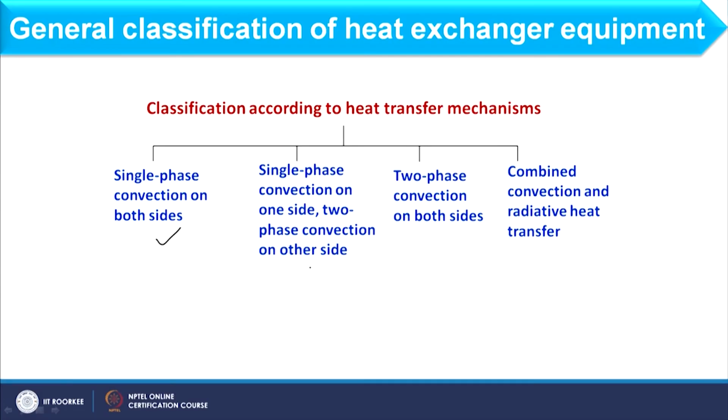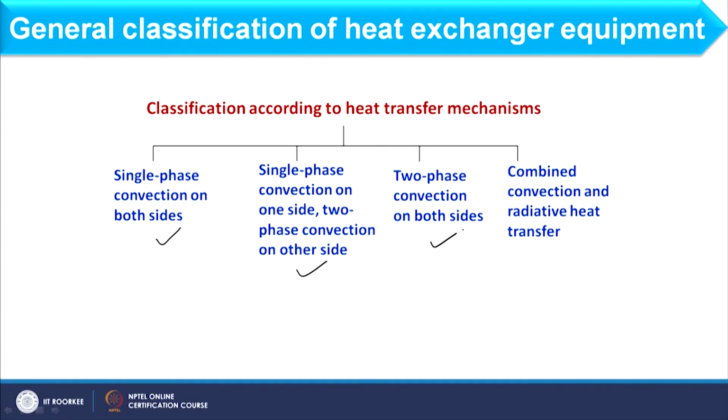Second, single phase convection on one side and two phase convection on the other side. To give an example, we can have a condenser. What will happen in a condenser? We have vapor which is to be converted into liquid, so phase conversion occurs on one side of the exchanger, and on the second side of the exchanger we usually have water or the cold fluid. So this is the example of single phase convection on one side and two phase convection on the other side.